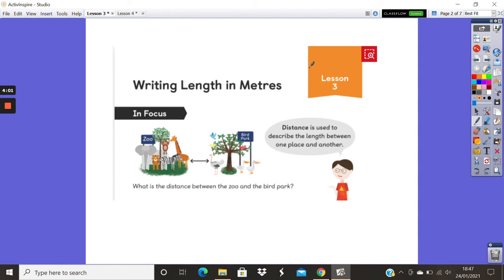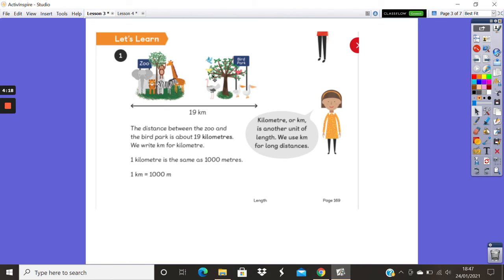Okay, so writing length in metres. Distance is used to describe the length between one place and another. What is the distance between the zoo and the bird park? So we need to think of an appropriate measurement to measure the distance from the zoo to the bird park. So the distance between the zoo and the bird park is about 19 kilometres. We write km for kilometre. 1 kilometre is the same as 1,000 metres. Okay, so 1 kilometre equals 1,000 metres. It's really important that you remember that as well. So we've got 1 kilometre equals 1,000 metres.